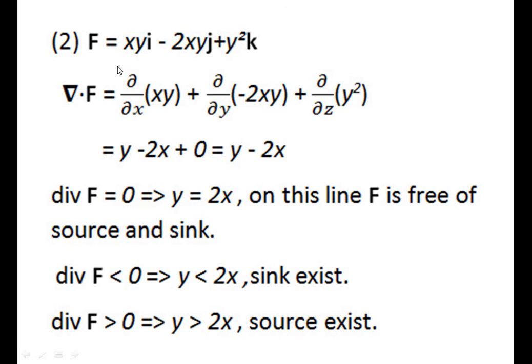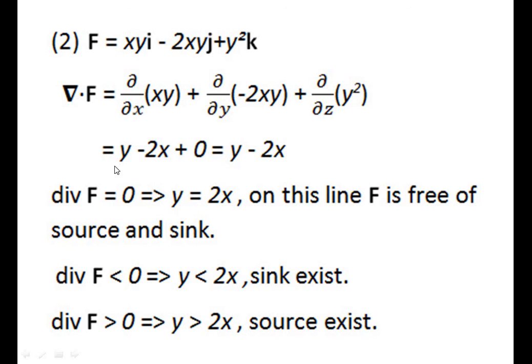Then second question, f equal to xy i cap minus 2xy j cap plus y square k cap. We want to find its divergence, that is del dot f equal to del by del x of f1, which is xy, plus del by del y of f2, here f2 equal to minus 2xy, plus del by del z of f3, here f3 equal to y square. Taking the partial derivative of xy with respect to x gives y, then minus 2xy with respect to y gives minus 2x, plus y square with respect to z gives 0. That's equal to y minus 2x. That is, the divergence is not 0.